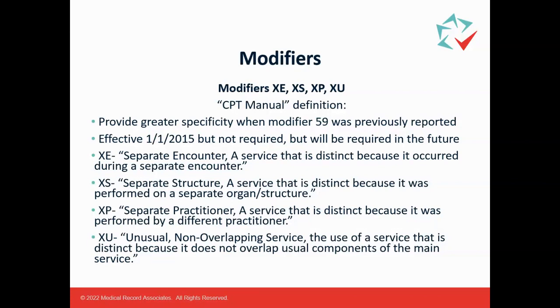The X modifiers, XE, XS, XP, and XU, provide greater specificity when modifier 59 was previously reported. Was effective 1/1/2015, but is not required, but it will be required in the future. So just know what these are and when to use them. Separate encounter, separate structure, separate practitioner, unusual, non-overlapping services are what these are for.